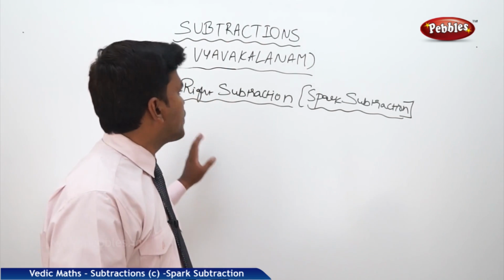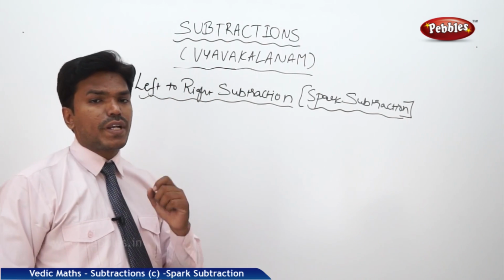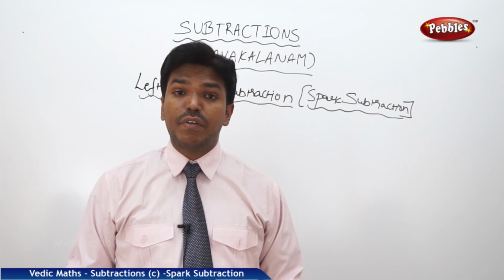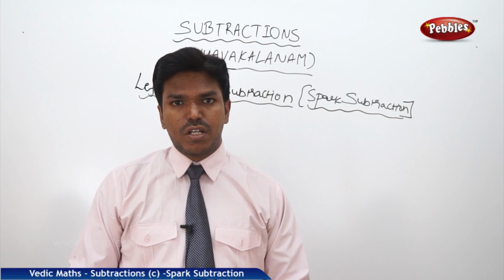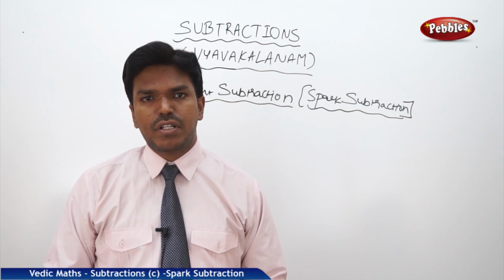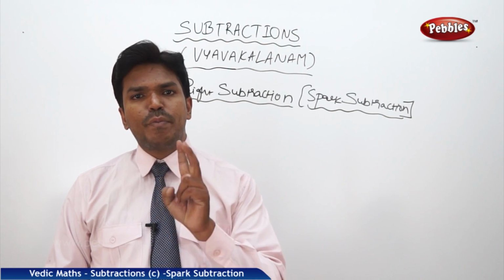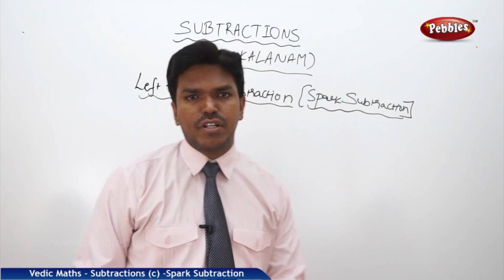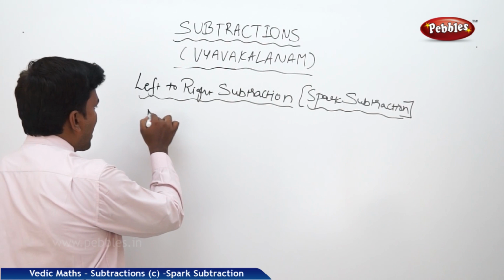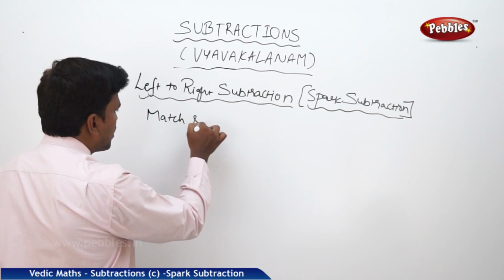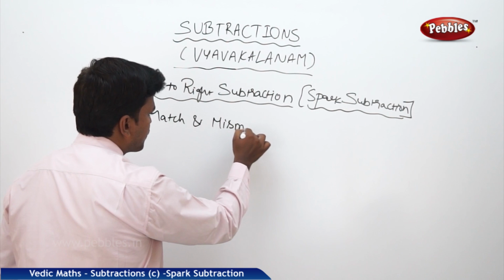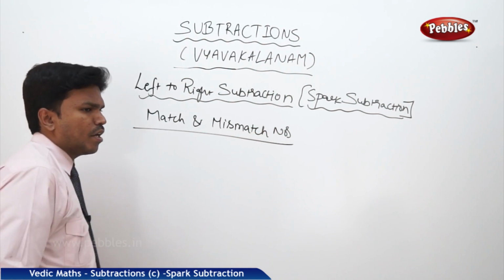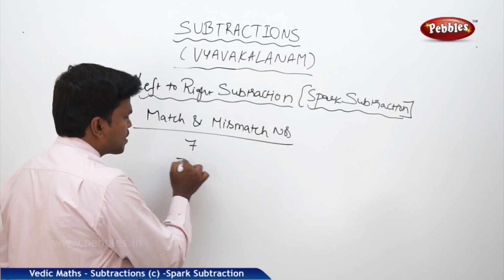Then, we are going to do it from left to right, and we are going to get the answer within a single line. Here we don't need any borrowings, and we don't even need Vinculum. For this type of subtraction, we have to discuss two main basic concepts. The first one is match and mismatch numbers. Now suppose 7 minus 4.